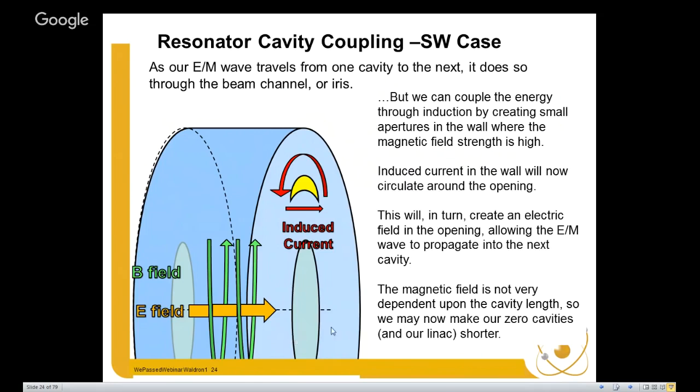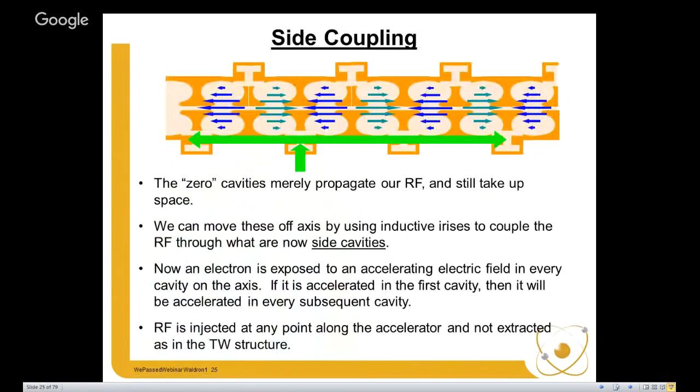This now becomes the means for me to couple the energy in this cavity out of this cavity without using the central iris. So now what I can do is I can take my zero cavities and move them off to the side and make my linacs shorter by half. So here's the zero cavities now coupled through that little iris opening in the side, out from the center. Here's the central iris.